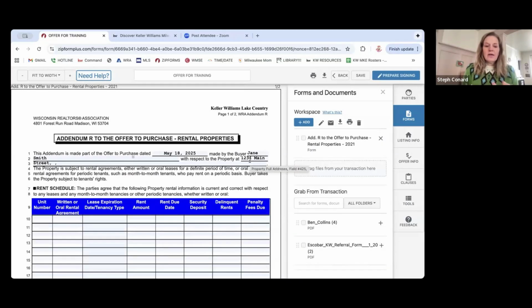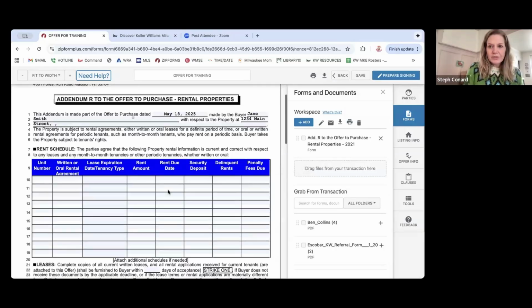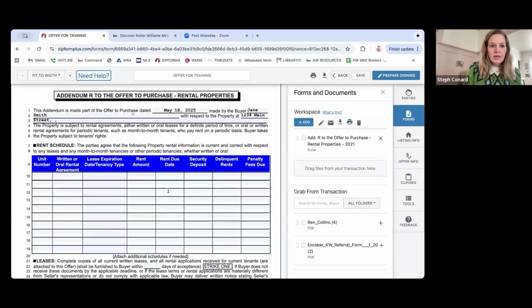Okay, so again, we would use this in the case where there are rental agreements. So your 2 families, 3 families, 4 families, we could add the addendum R to the offer to purchase if deemed necessary. Again, it's not required, but it just covers and expands upon some provisions in the offer that we can use.